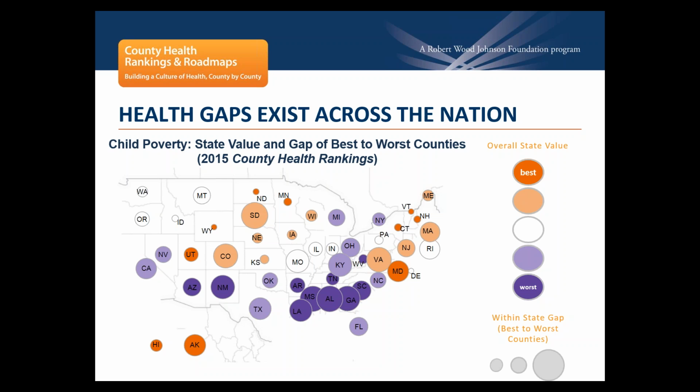On the other hand, West Virginia has a high child poverty rate compared to other states, with a value of 26%. And there is a very small difference between the best performing counties at 23% and worst performing counties at 35% in child poverty.